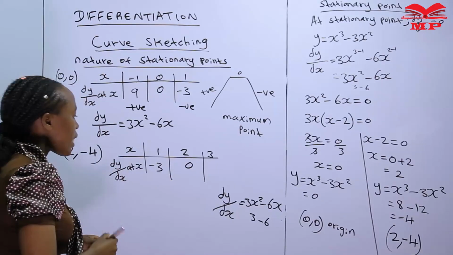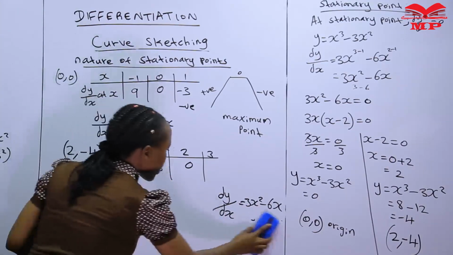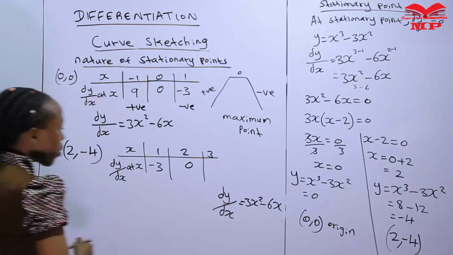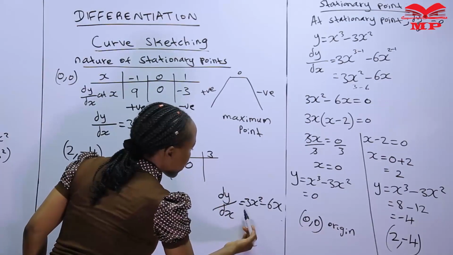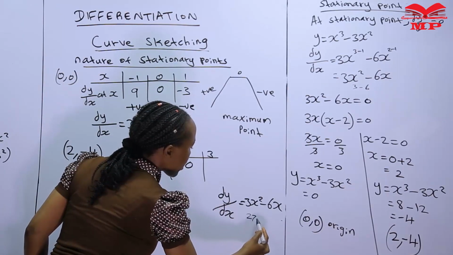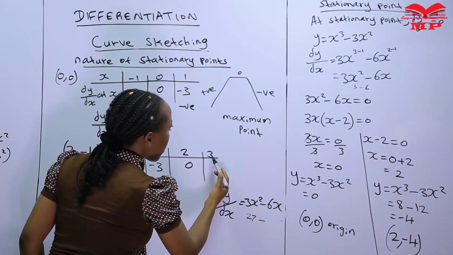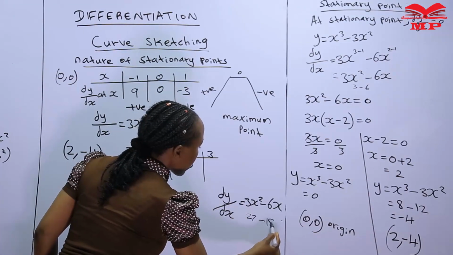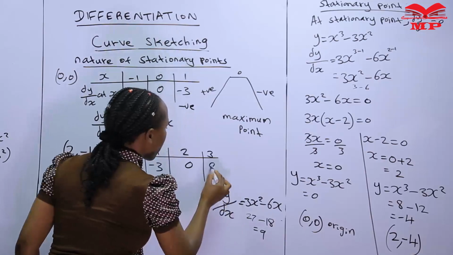And when x is 3, again, we are going to have 3 squared, that is 9. 9 times 3, we have 27. Then minus 3 times 6, that is 18. We get 9. So we have 9.